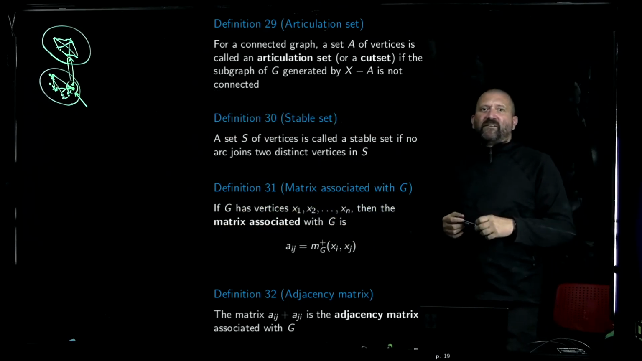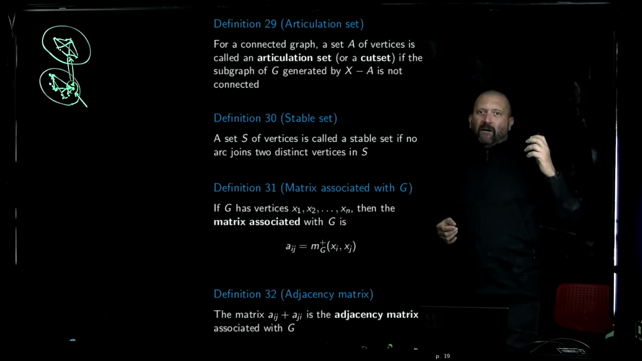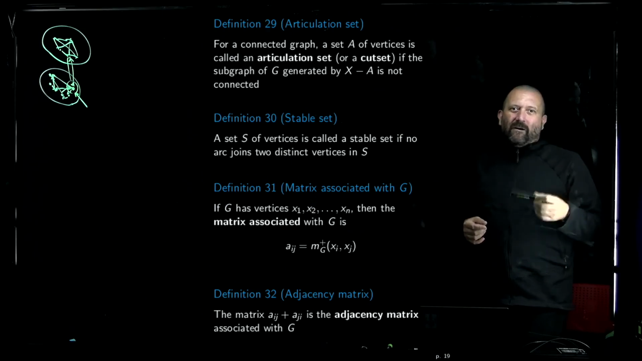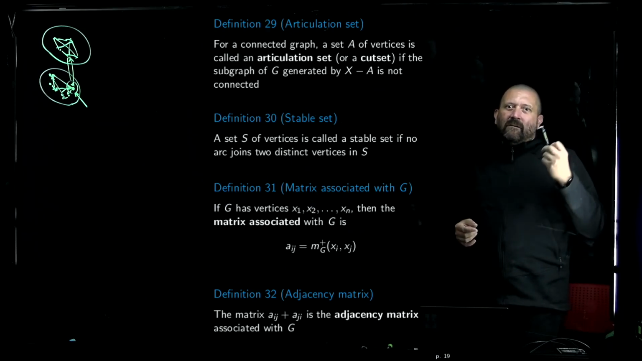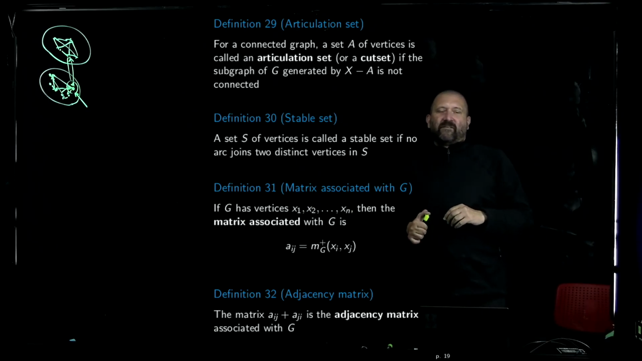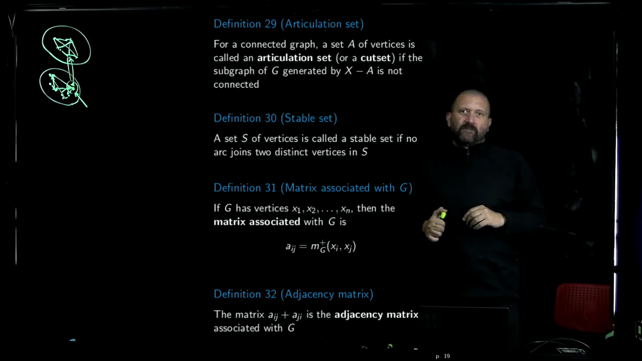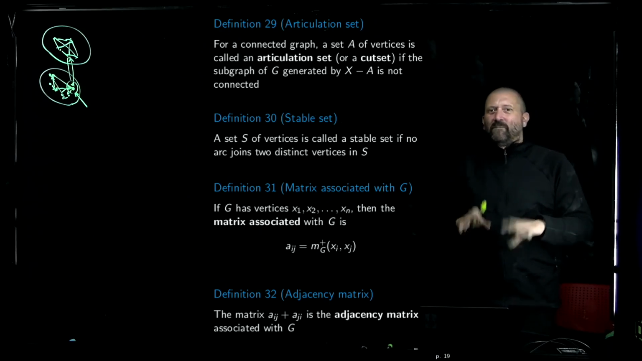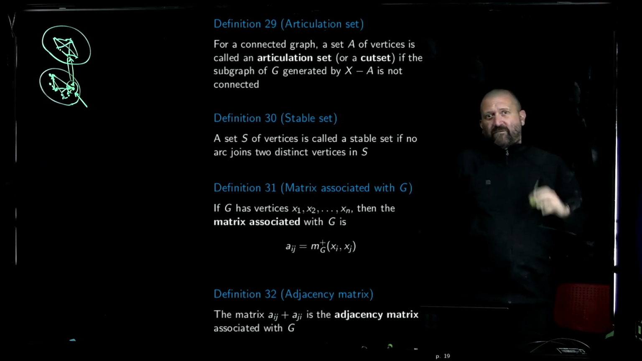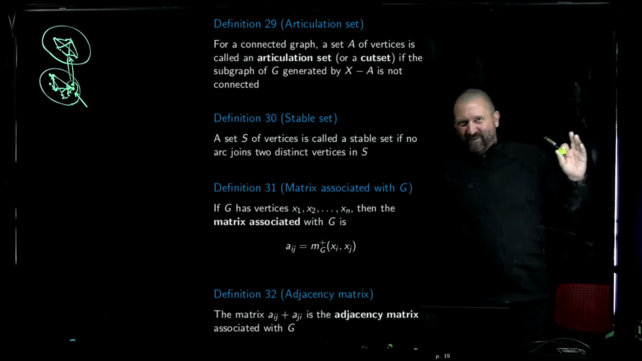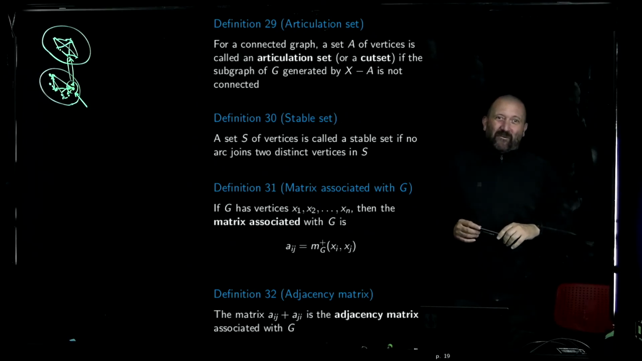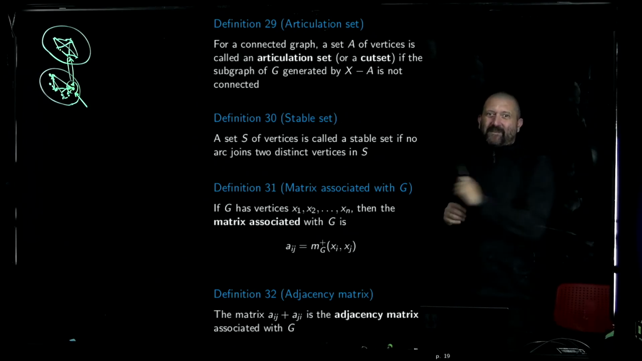We call stable set a set such that no arc joins distinct vertices in that set. Okay, we'll come back to that, I think. Now, one very important component. So some of you have asked me, is this the end of linear algebra? And no, it's not, because of that guy.